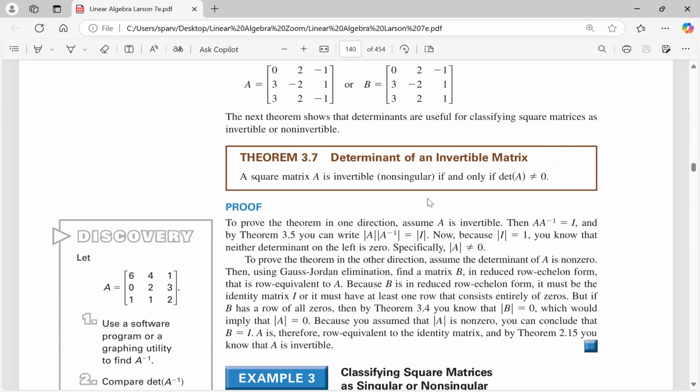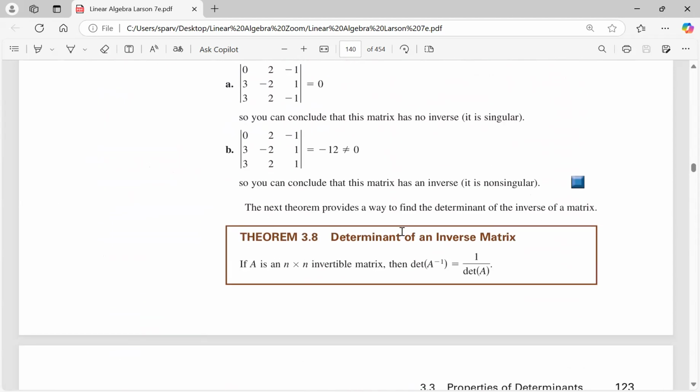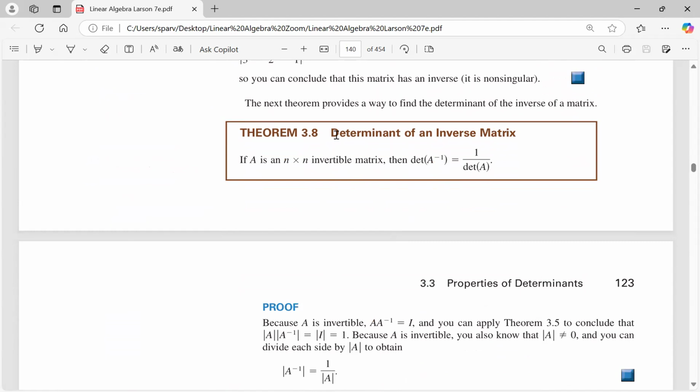So a matrix is invertible if its determinant is not 0. And remember what made the determinant 0 before? For example, a whole row of 0s, a whole column of 0s, or one row being a constant multiple of another. Those matrices have determinant 0, and none of those are invertible. So this is an important theorem for us.